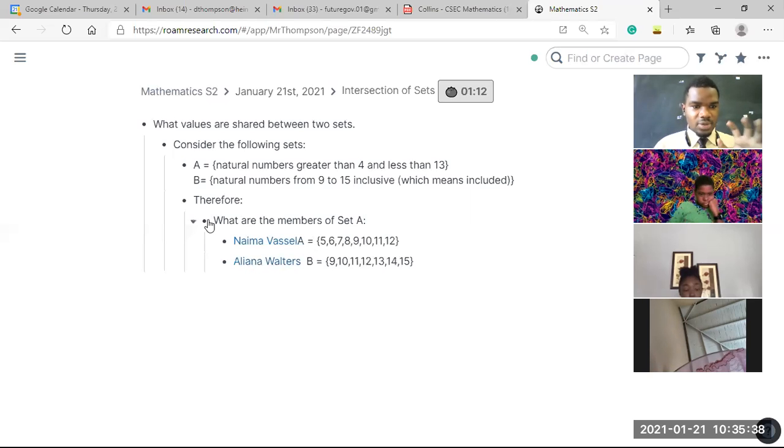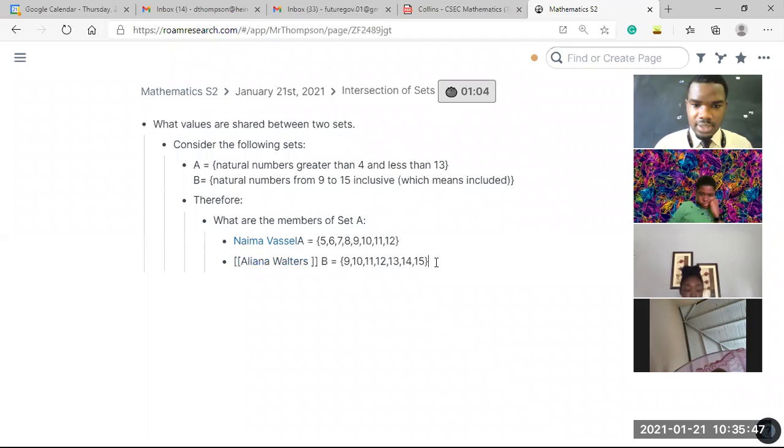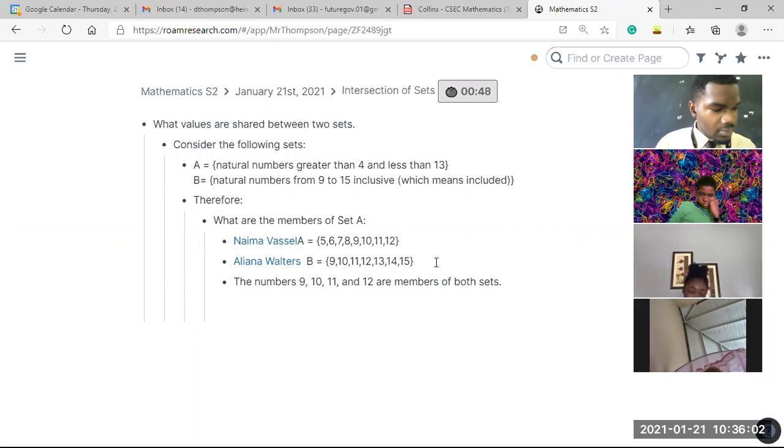Okay, so those are the members. Now, when we look at the intersection of those numbers, we have 1 minute to explain it. Let's write this. The numbers 9, 10, 11, and 12 are members of both sets. Therefore, we have members in common.